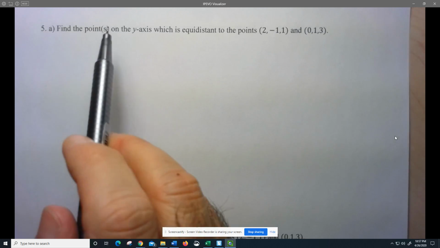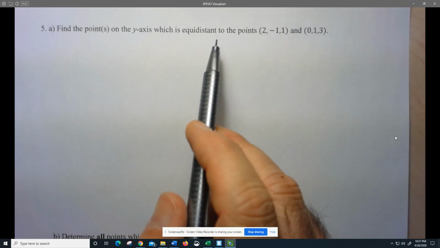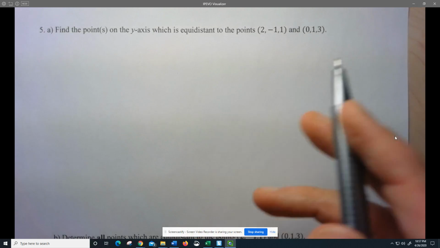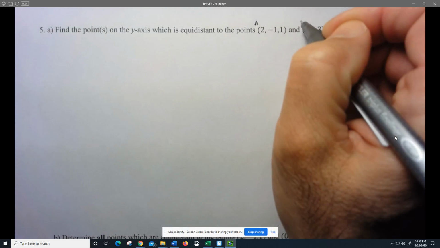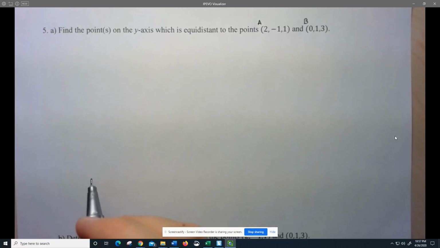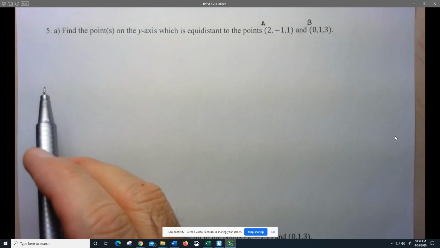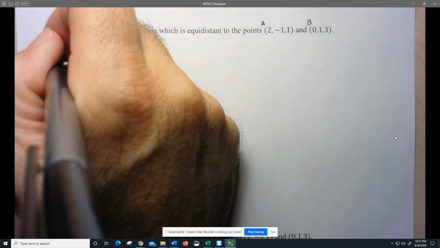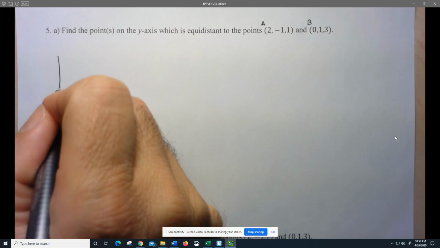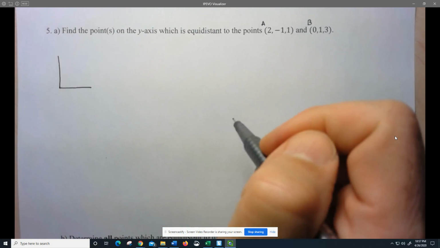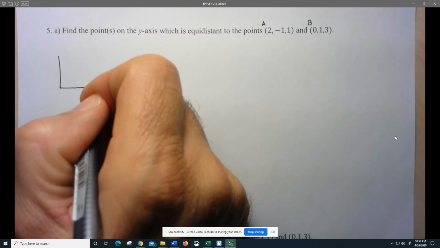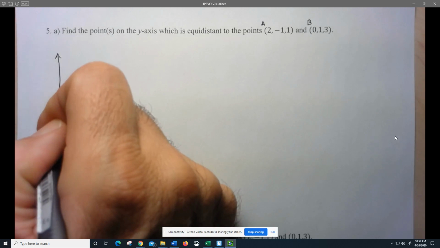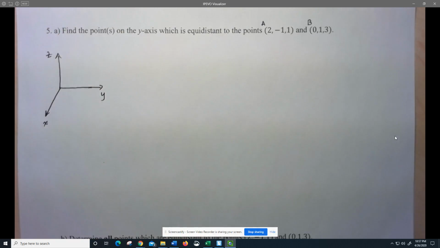So it says find the point or points on the y-axis which is equidistant to the points 2, -1, 1 and 0, 1, 3. All right, so let's give these points names. Let's say I call this A and I call this B. So now, again, I'm going to draw a diagram. However, I am going to draw it with a set of axes here. But again, I'm going to make no effort to be exact. I definitely don't want to have to try to draw these points exactly in R3. It takes a long time, and it's usually not very helpful visually. But I do think it's still worth drawing a diagram.